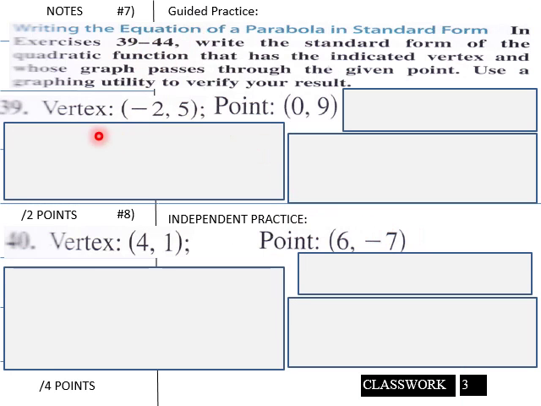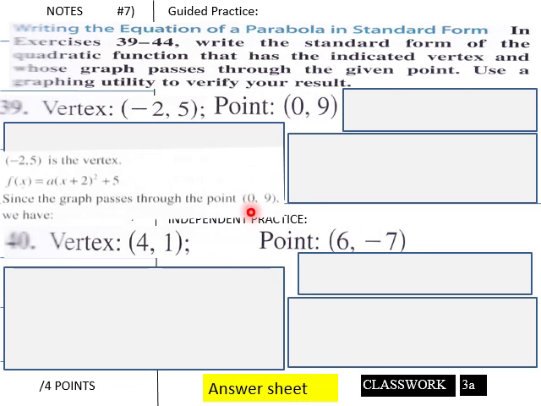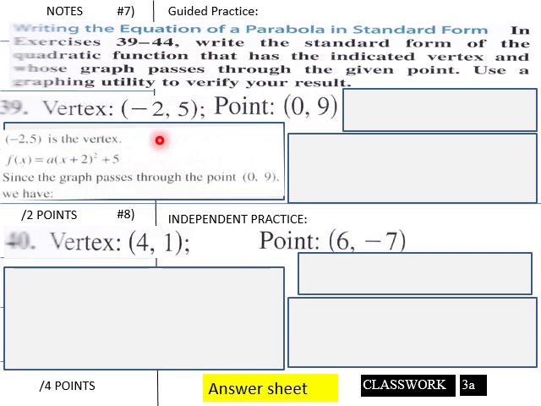Okay, let's do one now. The vertex is (-2, 5), and then we have the point (0, 9). Students, this is yours. Pay attention up here so you can do your independent practice. Okay, (-2, 5) is the vertex. We plug that into our vertex form here: negative 2 and then 5. Then the point (0, 9).